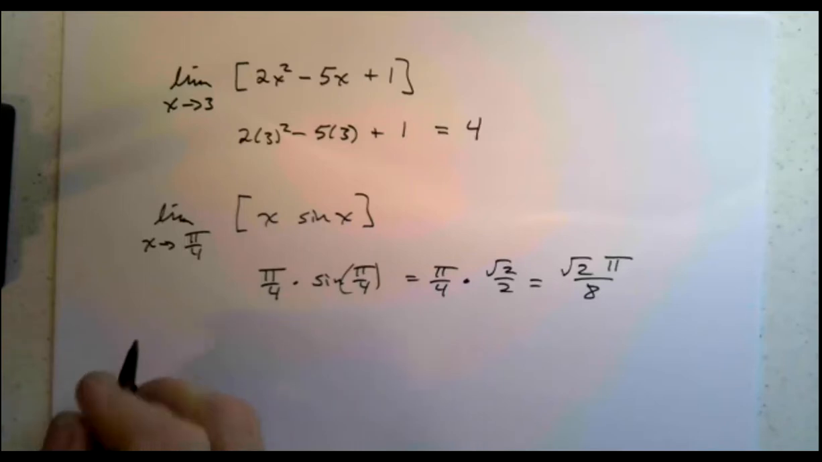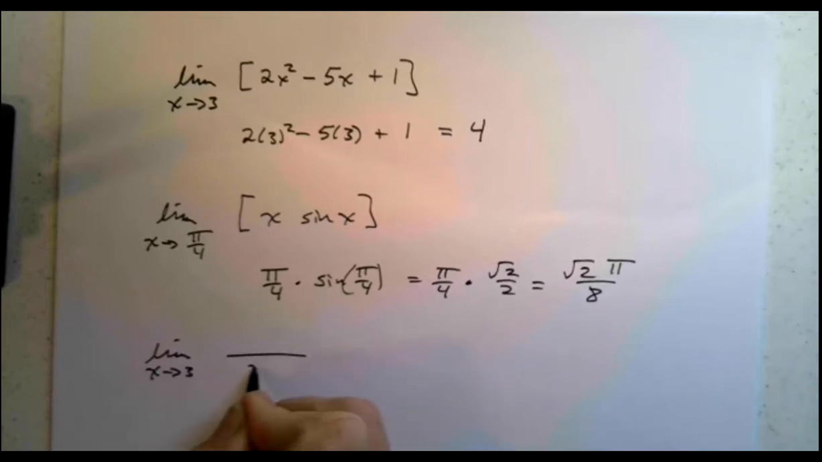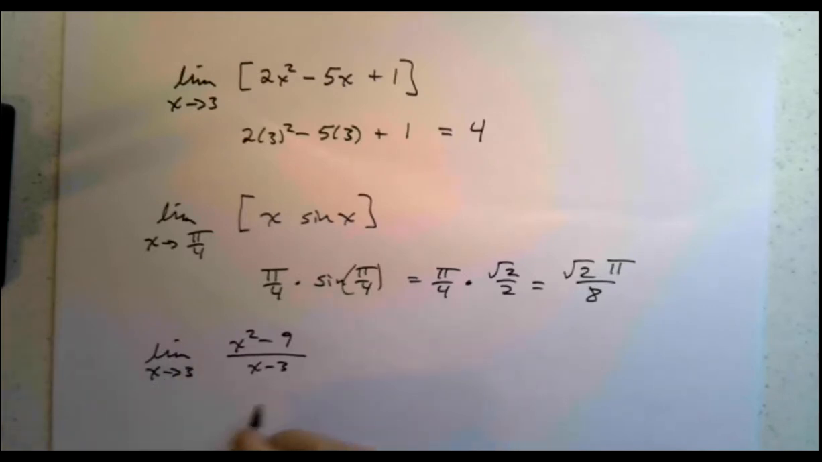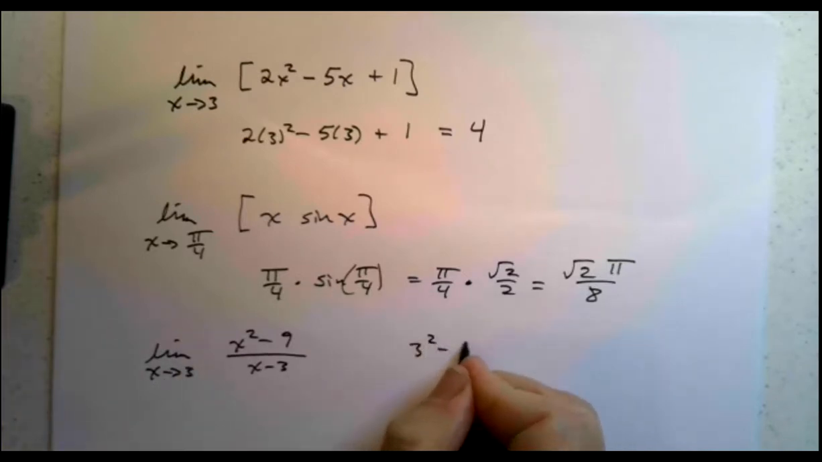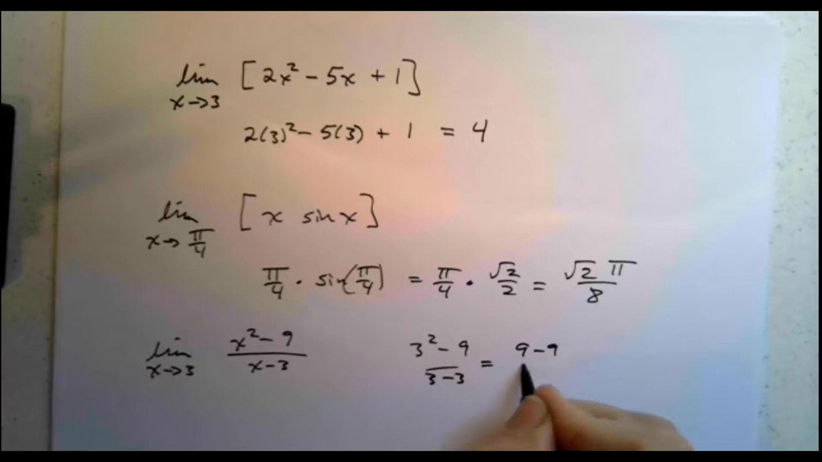Now, where does this fail? This fails if I have a question like this: the limit as x goes to 3 of x minus 3 downstairs. So right away, we know 3 is not in the domain. And for the sake of interest, let's put x squared minus 9 upstairs. So if I plug 3 in, I get 3 squared minus 9 over 3 minus 3. I'm not going to write equal because that would be incorrect. Over here, though, I'll write equal.